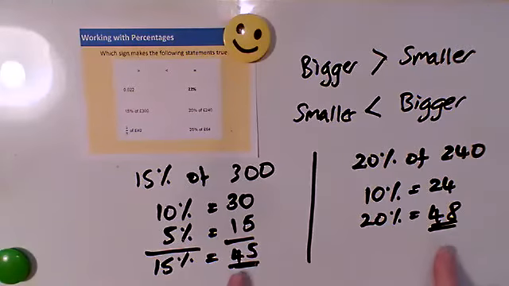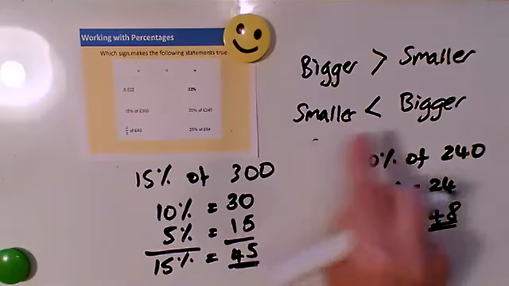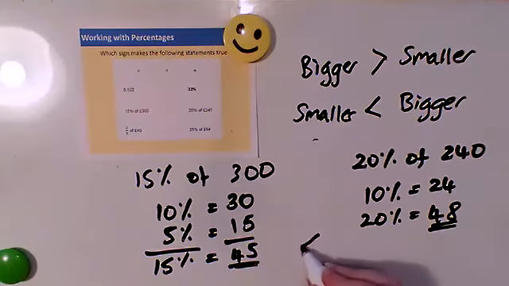So I could compare these two amounts, and again I notice that this number is greater than this number. So I'm going to use the same inequality symbol. I'm going to use this one. 45 is less than 48.